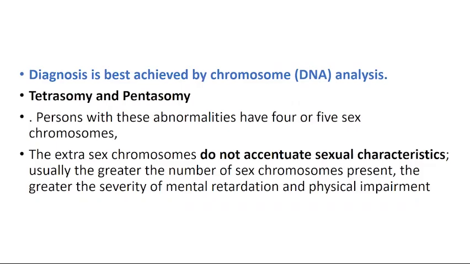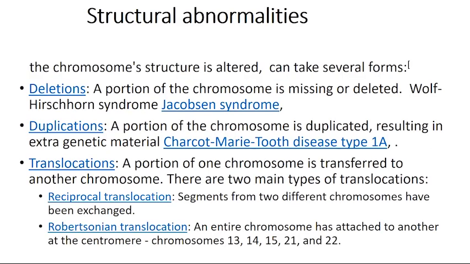See these. Diagnosis is best achieved by chromosomal analysis, that is DNA analysis; for tetrasomy, pentasomy, all these tests are done, that is karyotyping is done. An extra chromosome does not accentuate sexual characteristics. Usually the greater the number of sex chromosomes present, the greater the severity of mental retardation, and so all sorts of presentations can be there. Then this was numerical; structural abnormalities can be there.